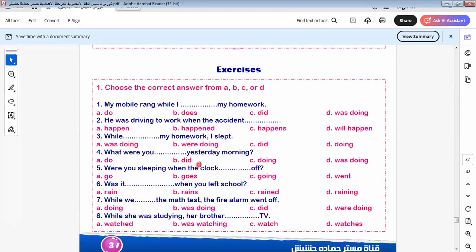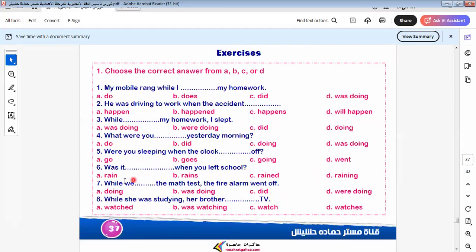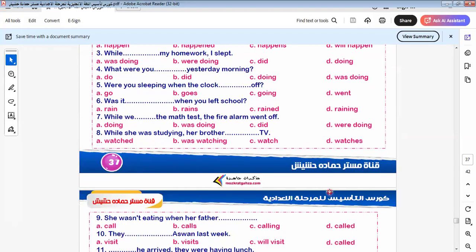What were you space yesterday morning? So here, were you doing? Were you sleeping when the clock rang? So I put the verb here in the past form like this one. Was it raining? While he space the math test, the fire alarm went off. So here it will be the was or were plus verb plus ing form. Here we take were. So the answer will be: while we were doing the math test.